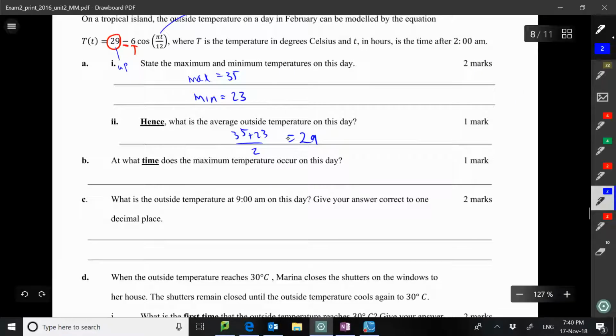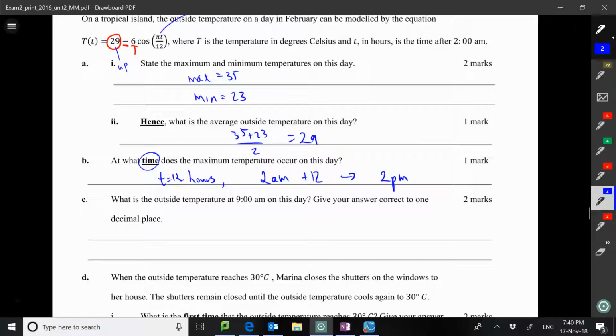So at what time? It says at what time. Now, since it's T equals 12, it's 12 hours, right? Then 2 a.m. plus 12 hours will give you now 2 p.m. So 2 p.m. is when you first reach your maximum temperature on the day, okay?